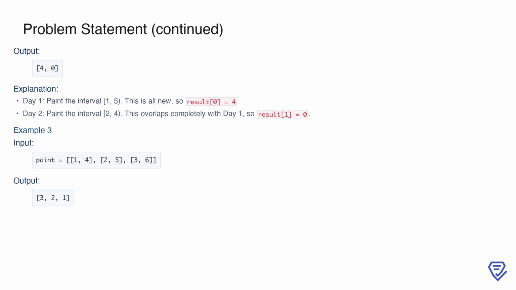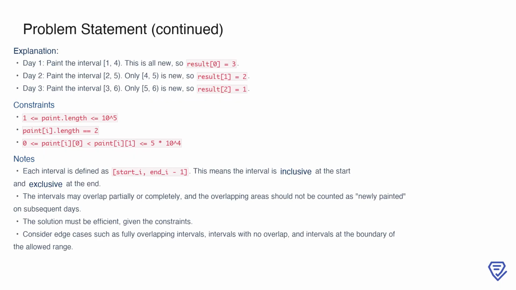Since there's no new area being painted, the result for day 2 is 0. The final output in this case is [4, 0]. This example highlights how intervals that are completely covered by previous days contribute 0 to the result. Let's consider one final example.